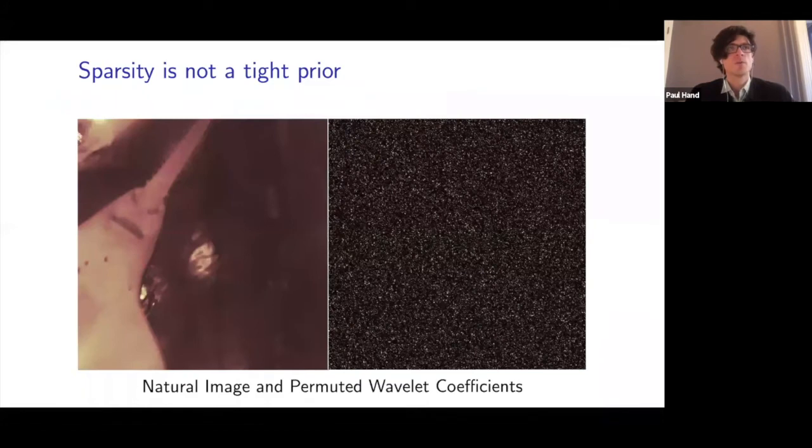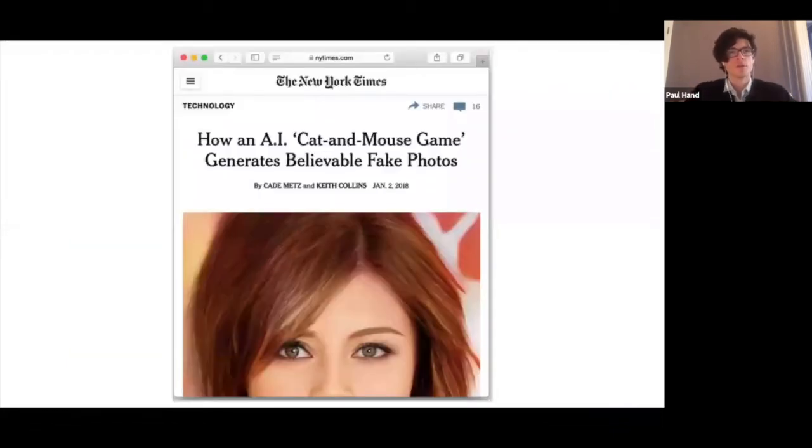All right. So we see that sparsity is not a tight prior. There's some slack. It's over-inclusive of some unnatural images. So what could we do instead? Now enters the modern AI deep learning regime. Here's an article from the New York Times in early 2018, how AI cat and mouse game generates believable fake photos. And here, these are something called generative models. Generative models have been trained to output synthetic, photorealistic, high-resolution, natural images of human faces.